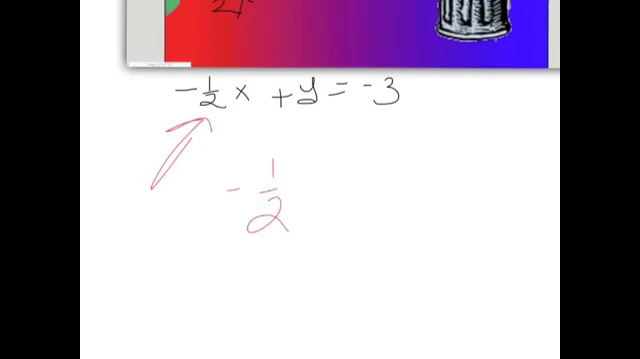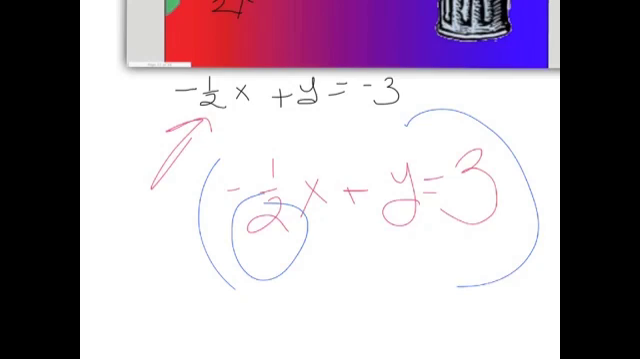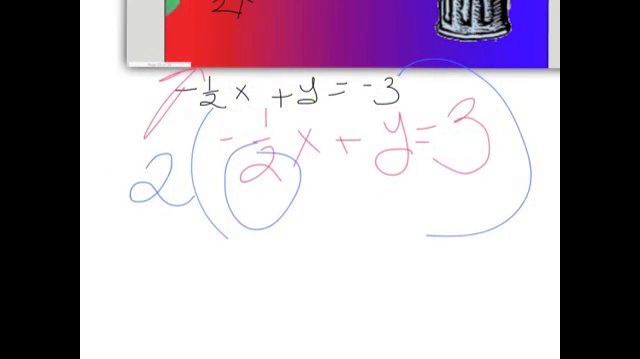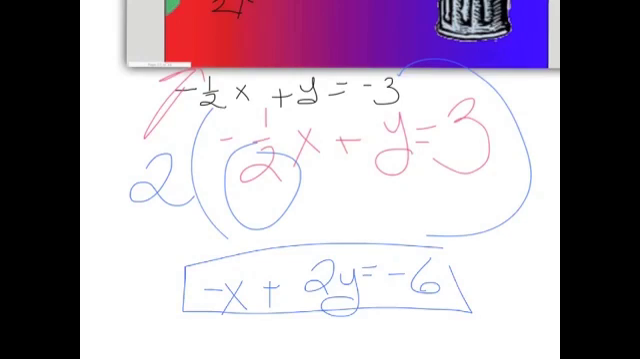So the way I would do that is by multiplying everything by the common denominator. The common denominator in this case is just going to be 2 because that's the only fraction. So I need to multiply everything by 2, which means I'm going to have 2 times negative half is negative 1x plus 2y equals negative 6. So hopefully that made sense.